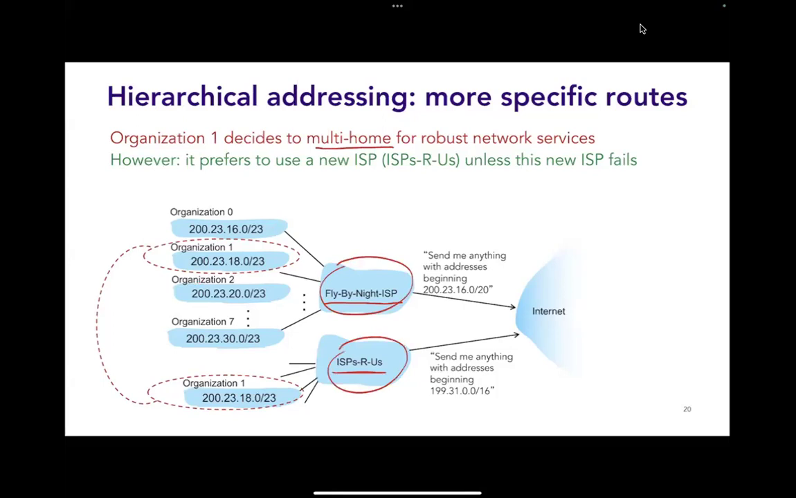However, it would prefer that the new ISP, which is ISPs RS, should be preferred over this fly-by-night ISP. So that means the primary traffic for organization one should come from ISPs RS instead of the fly-by-night ISP, unless ISPs RS fails. If it fails, then the traffic should be routed by the fly-by-night ISP. Okay. And the traffic is coming from the internet to organization one. So that means the information about organization one should be somewhere within these routing tables.